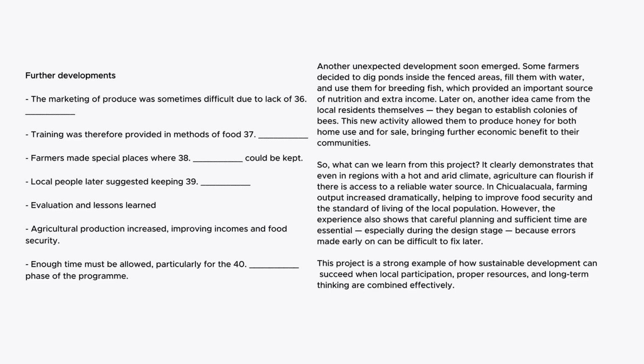It clearly demonstrates that even in regions with a hot and arid climate, agriculture can flourish if there is access to a reliable water source. In Chiqualacuala, farming output increased dramatically, helping to improve food security and the standard of living of the local population. However, the experience also shows that careful planning and sufficient time are essential, especially during the design stage, because errors made early on can be difficult to fix later.